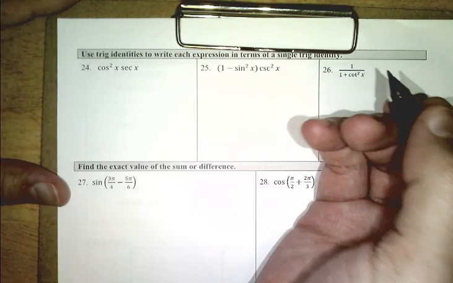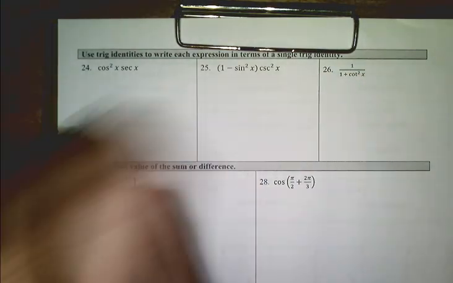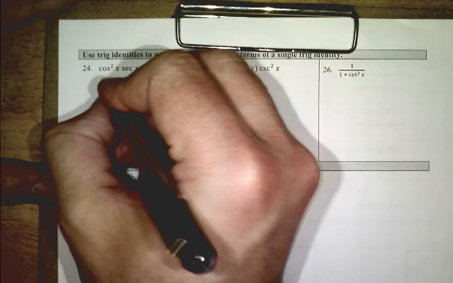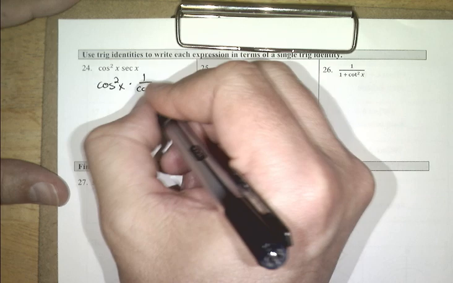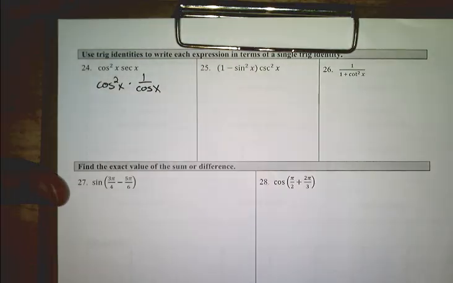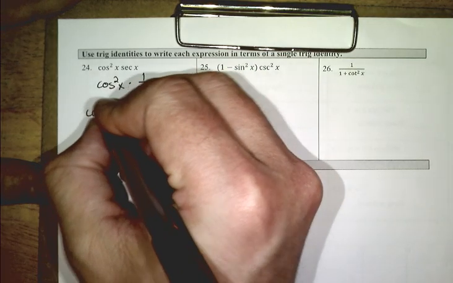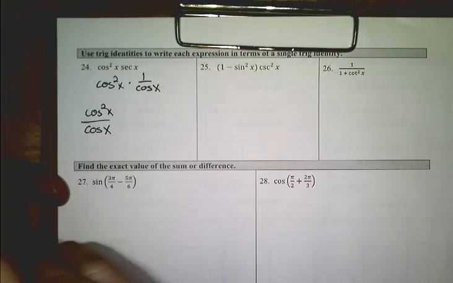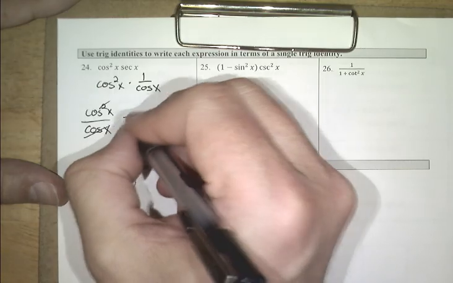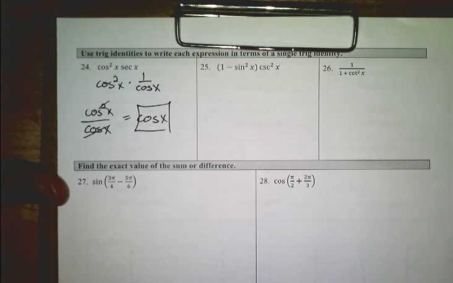What we want to do is make everything sine and cosine, so there's no addition or subtraction I have to worry about. So this will be cosine squared x times 1 over cosine x, since secant x is 1 over cosine x. Then we multiply these two out, and you get cosine squared x over cosine x. 2 cosines on top, 1 on bottom, 1 cancels out the other, leaving just cosine of x.